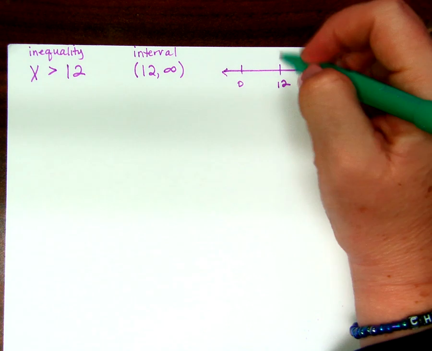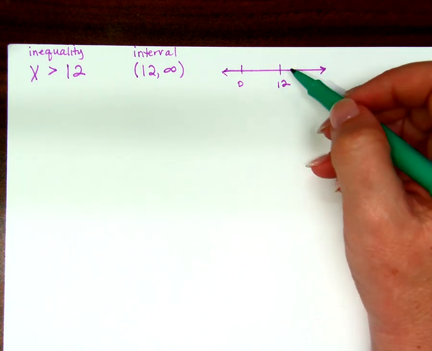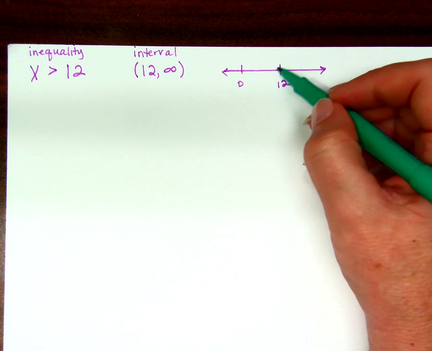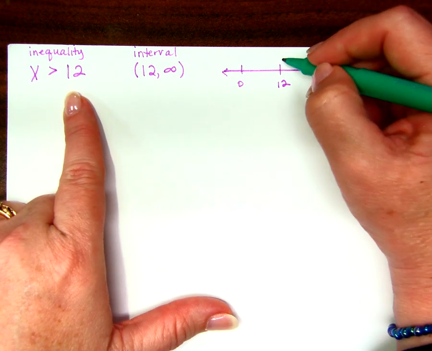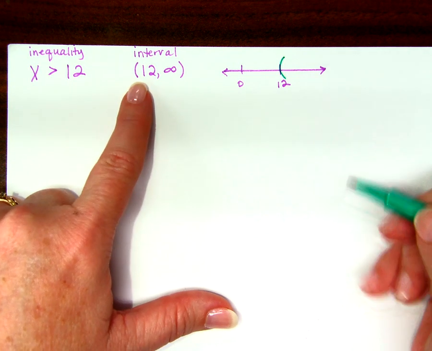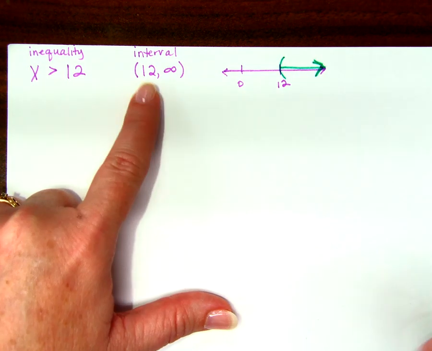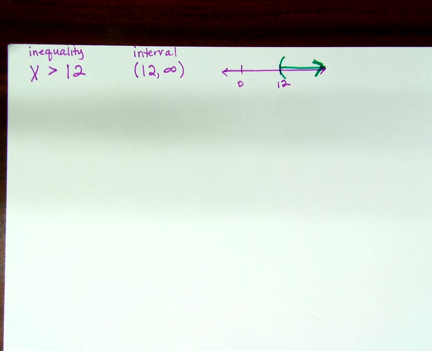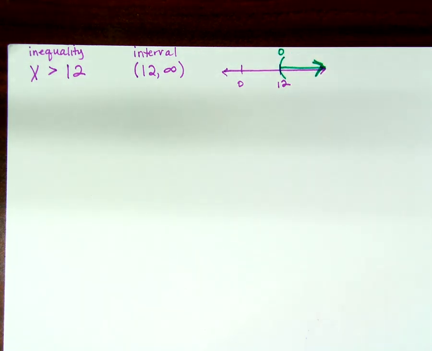Okay, what could we put at 12? An open circle, right? It's an open circle because we are not including 12. But the other thing that we could put at 12 is a parenthesis, because that's what's on the 12, right? So we could put a 12 and going that way because it's greater than 12. Okay, so it could be an open circle like that, or it could be a parenthesis. Either one. Okay.